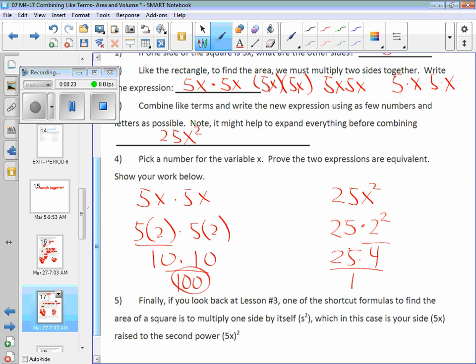25 times 4 is 100. We're good. We did it here. 2 times 2 to the second power.